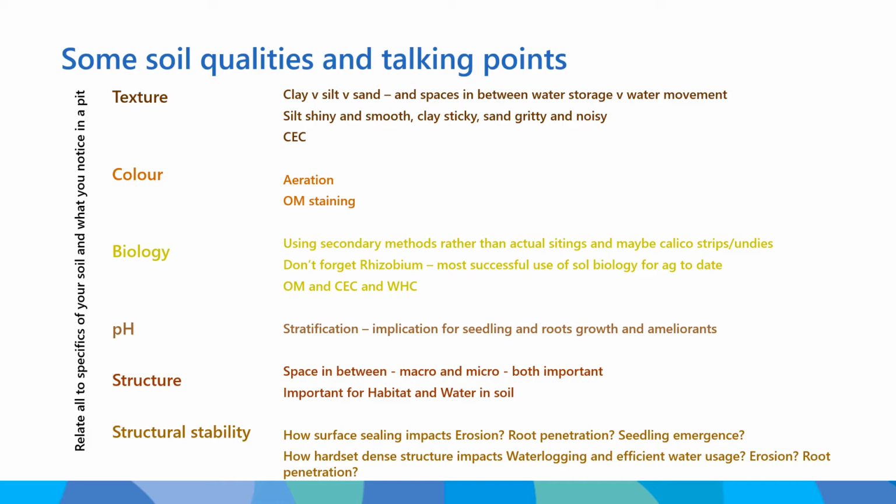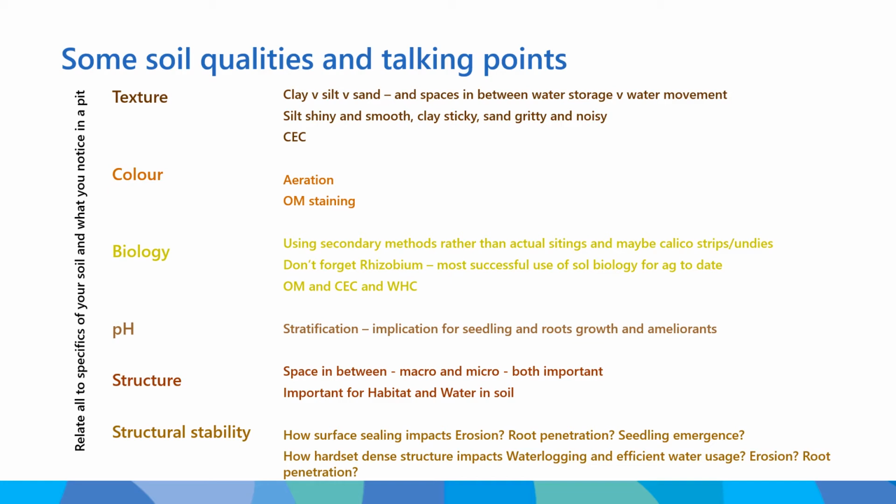I think we've covered colour. That's pretty self-explanatory. Don't forget to use secondary methods for biology rather than sightings, which is why the calico strip is kind of good. And as I said, don't forget your rhizobium and the links in between with organic matter and cation exchange and water holding capacity, particularly where soils are at either end of that very sandy and very clay spectrum. Talk about pH, stratification, what that means for seedlings, root growth, and how you might add an ameliorant if you need to.